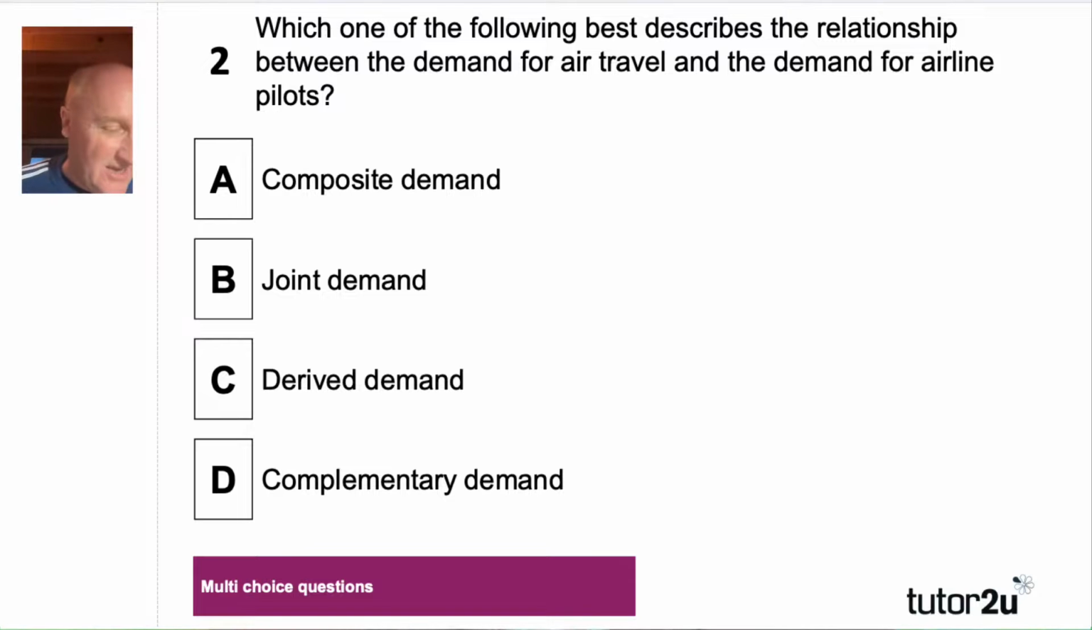So a lot of people saying complementary demand. Mary thinks it's B, joint demand. Joshua thinks it's D. Hannah thinks it's D. A lot of people here thinking it's D. Nico's gone for C, derived demand.